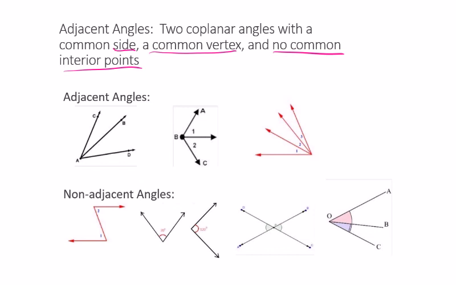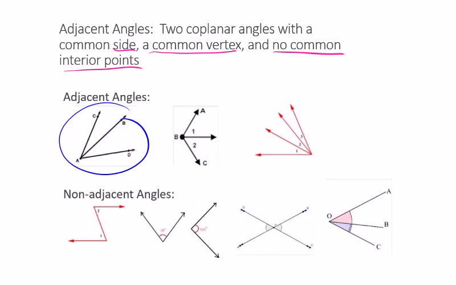So here are some examples of adjacent angles. In this first example, angle CAB would be adjacent to angle BAD, right? They share the side BA, and they share the vertex, but they don't have any common interior points, right? None of these overlap with any of these. Okay.